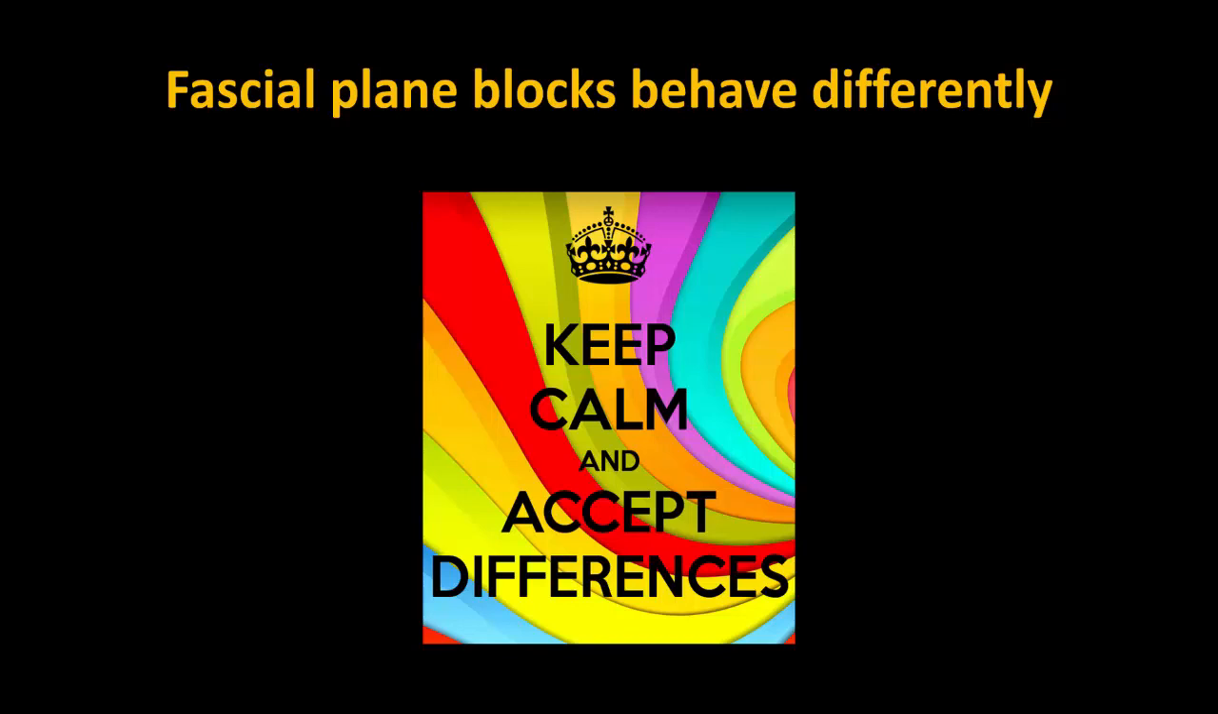Now, one of the things about fascial plane blocks is that they don't behave like the other regional anesthetic techniques that we're used to, like spinal anesthesia or brachial plexus block, where we obtain a dense sensory and motor block, which usually tells us that the block is working.